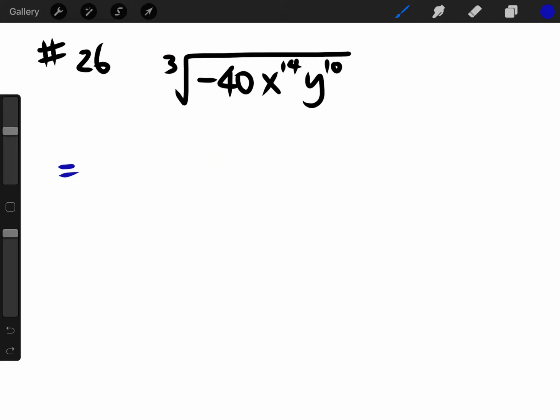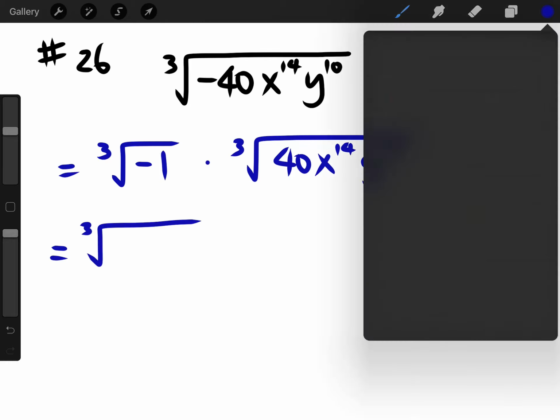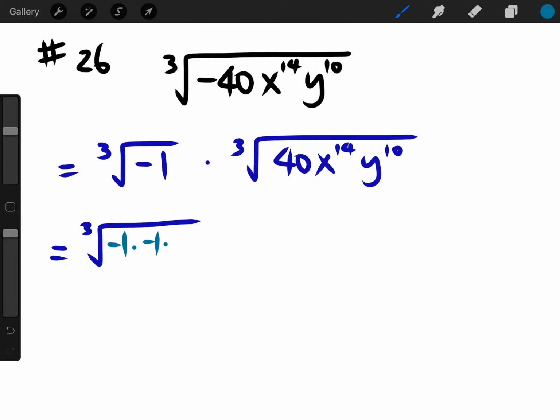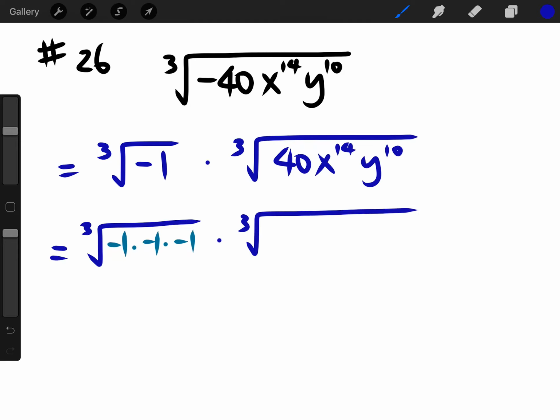So this is what you need to break down. I'm going to write two different cube roots. I'm going to take out the -1 from the -40. So for this one I'll put 40 x to the 14th power, y to the 10th power. Understand that -1 you can rewrite as -1 times -1 times -1. For the other one, cube root of 40, you use the factor tree, it's going to be 2 times 2 times 2 times 5.